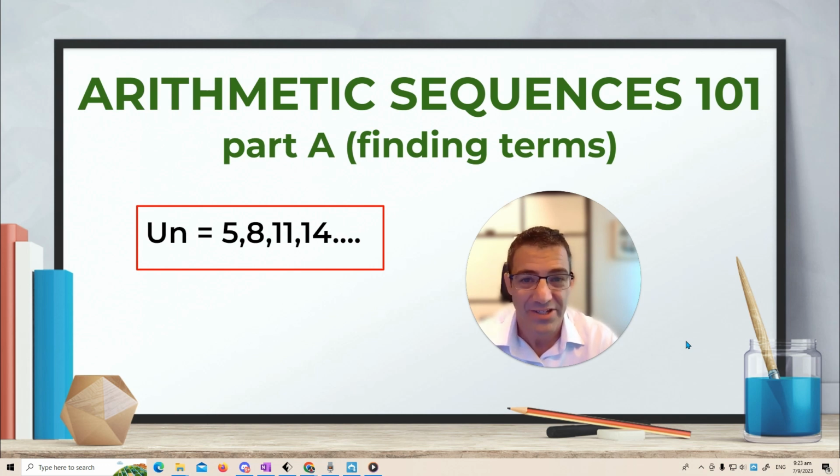Today we look at Arithmetic Sequences 101. So this is part A. We'll have two parts. The second part is dedicated to the sums. In part A, we're looking at finding terms, finding the name of the sequence, and at the end we'll look at matchstick patterns. This is really important, really cool, and really simple if you know how to do it, and I hope this can help you. Let's jump right in.